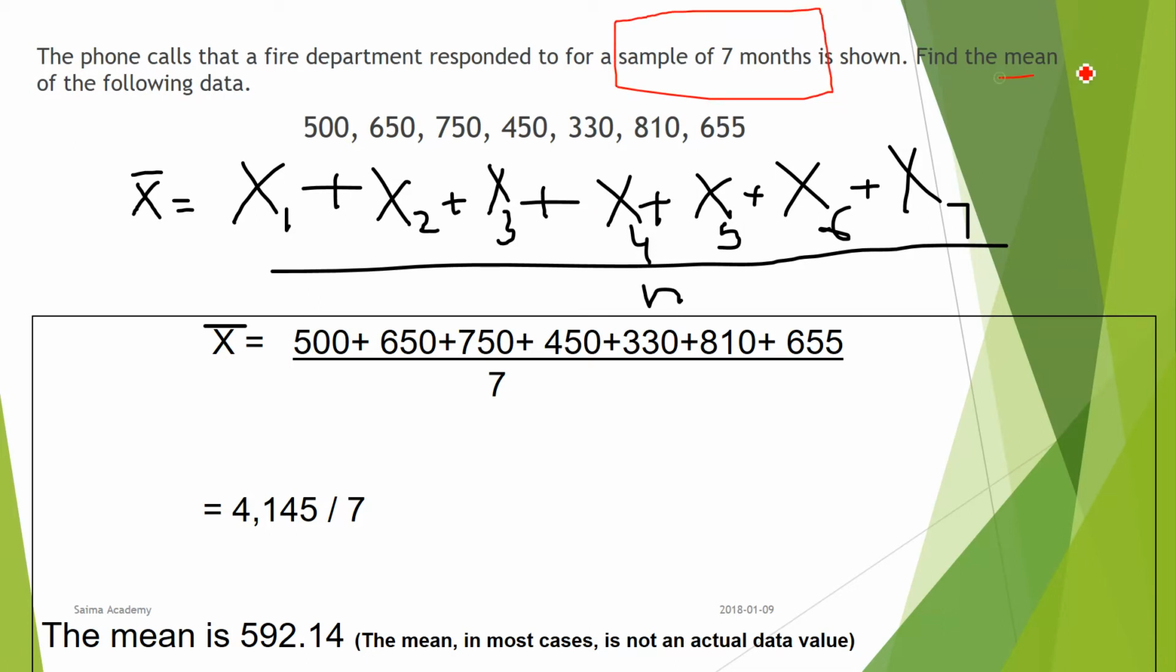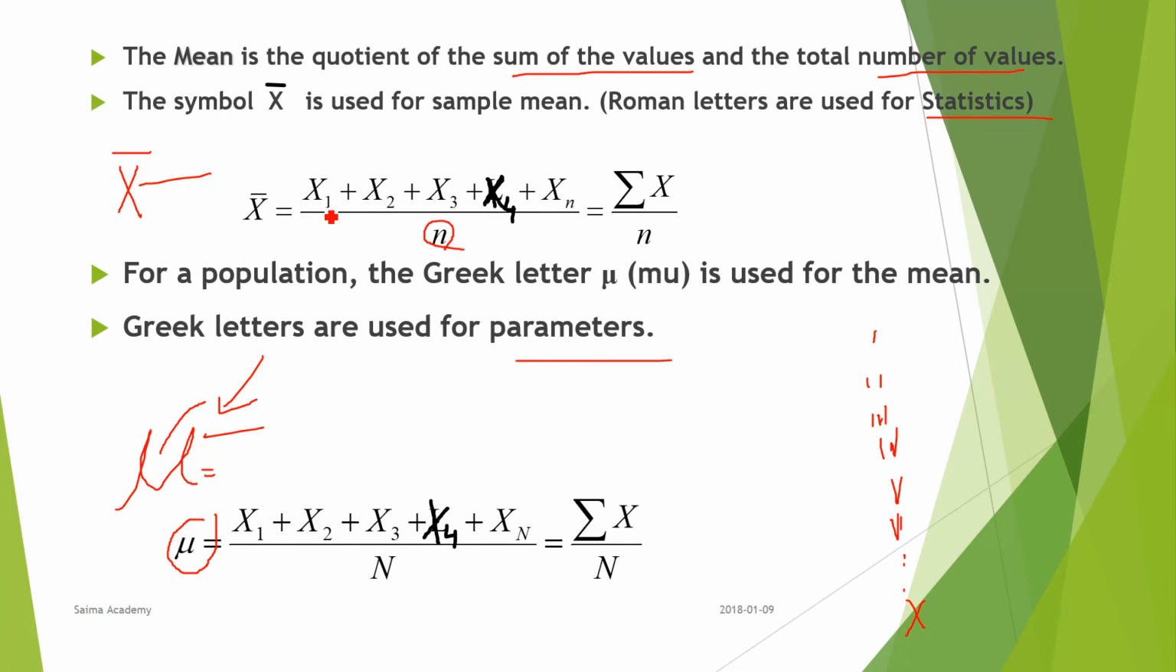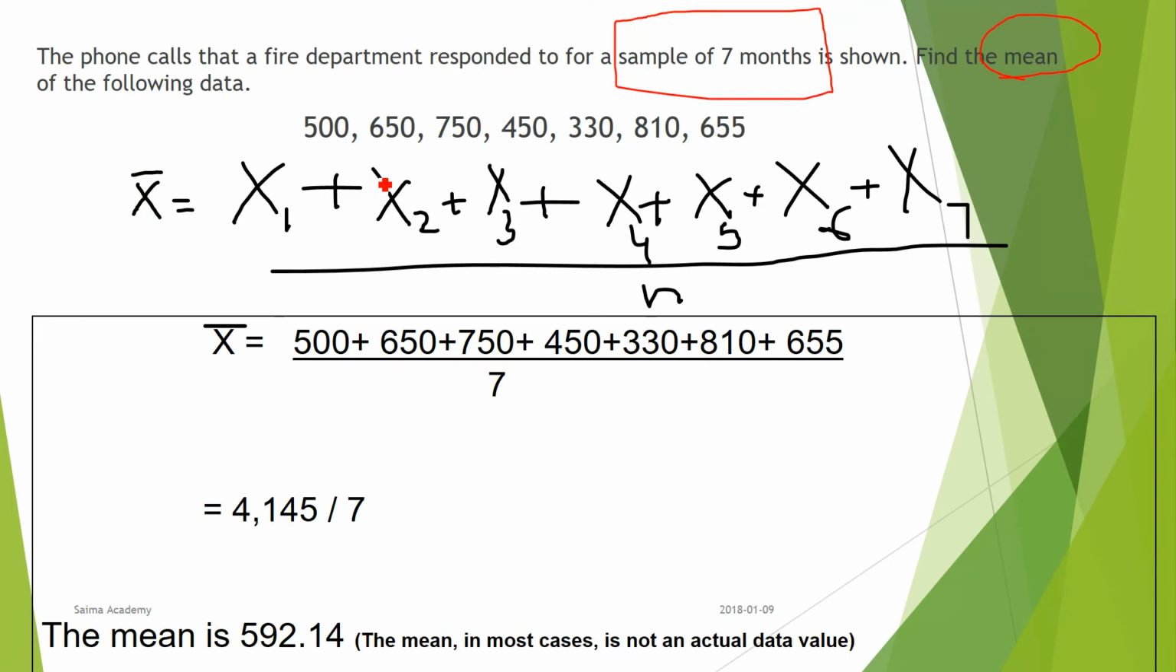You have to calculate the mean, and I told you the formula of mean in the last slide. One more time I will show you this one, right? X bar is equal to x1 plus x2 plus x3. x1, x2, these are the data values. So these are the phone calls. Suppose this is January, February, March, April, May till July. They have received these calls, and this is the sample.